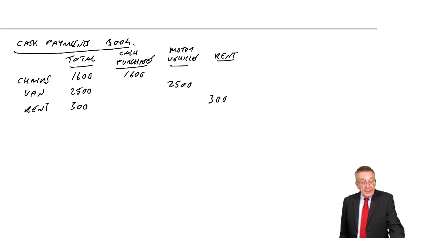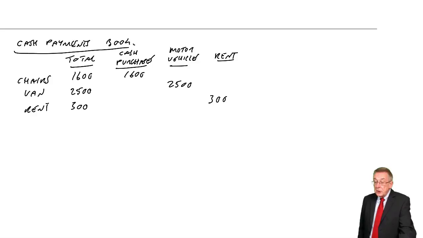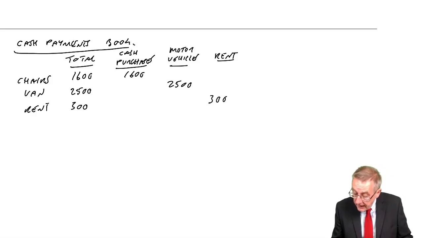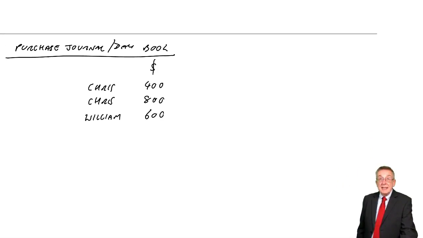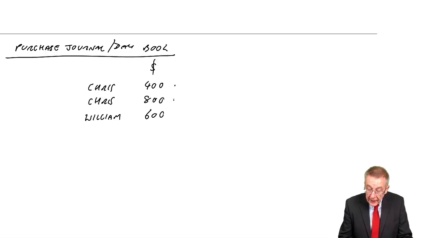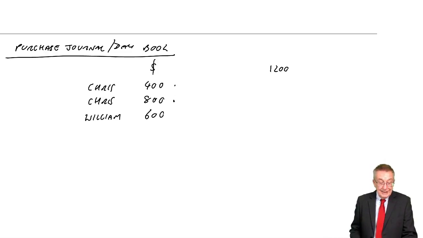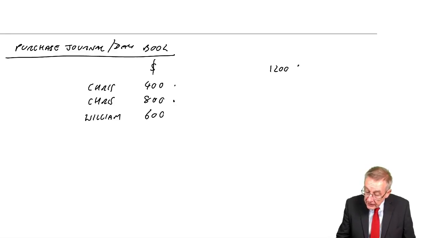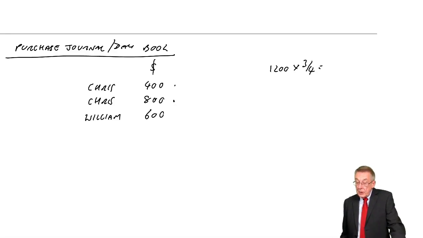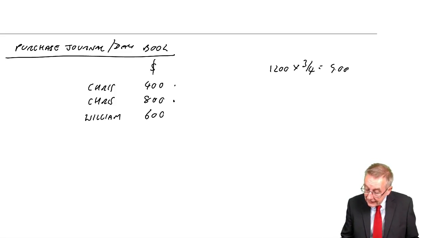L, paid 3/4 of the amount due to Chris. Well, we owe Chris money because we've been buying goods on credit. And of course, the total we owe to him, 400, 800, we owe a total of 1,200. And we pay 3/4 of it. Presumably the rest of it we'll pay later. So how much are we going to pay him? 3/4 of 1,200 is 900.